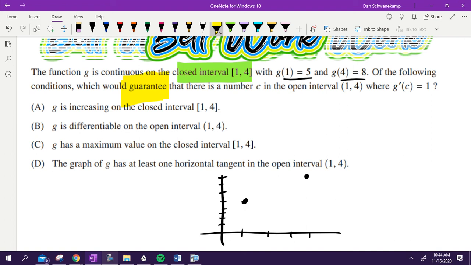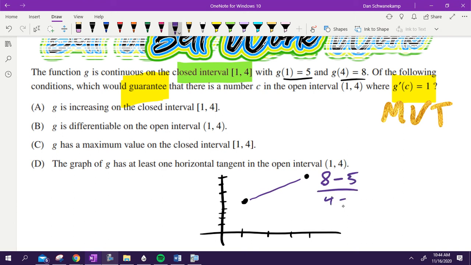On this one in particular, they say the derivative is 1. If they're doing a theorem and they're talking about derivatives, it's a pretty good chance you're talking about the mean value theorem. This is MVT. The derivative is equal to the average rate of change. Oh, well, my average rate of change is 1. I could do y sub 2 minus y sub 1 over x sub 2 minus x sub 1. It's 3 over 3. Oh, yeah, my average rate of change is 1. That's where this is coming from. That's mean value theorem. Which of these things would guarantee that that is true?